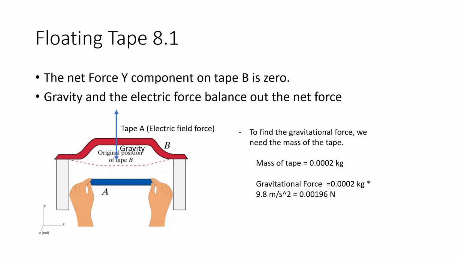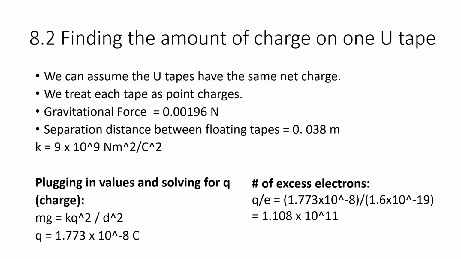To find the gravitational force from this, we need the mass of the tape. And the mass of the tape is given to us as being 0.002 kilograms. Now, to get the gravitational force, we can multiply the mass of the tape by the gravitational acceleration, which gives us 0.00196 newtons. Now, to find the amount of charge on one U-tape, we can assume that the U-tapes have the same net charge, and we can also treat each tape as point charges.